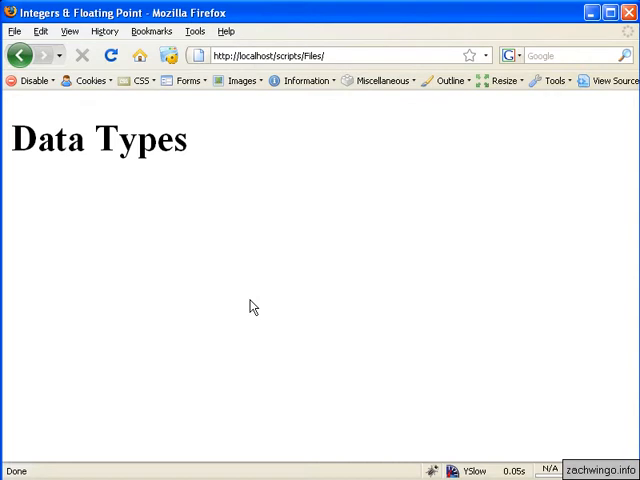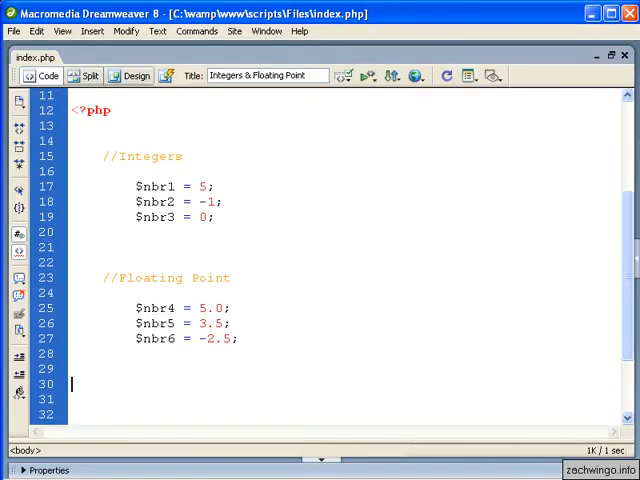Welcome back. In this video, I'm going to talk about the integer and floating point data types. Looking at the text editor here, you can see that I have six variables defined, three for the integers and three for the floating point values.